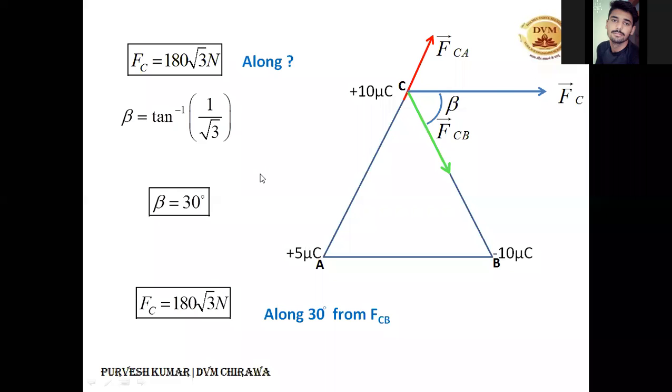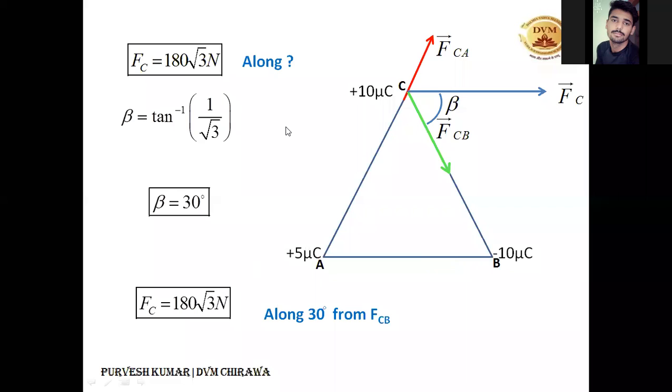So this was my first question in which I have found out the resultant force on the charge placed at C due to the other two charges. Remember one thing, when you are doing these kinds of questions, please also mention the direction of the resultant. If you are just finding the magnitude, the question is incomplete, because vectors always come along with the direction.